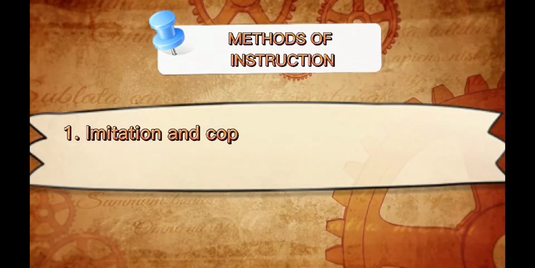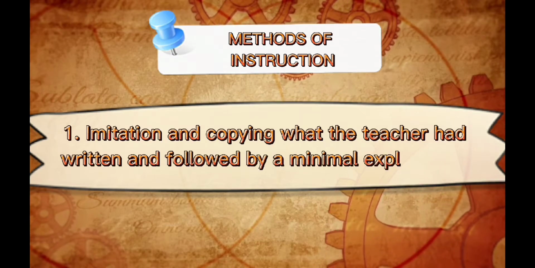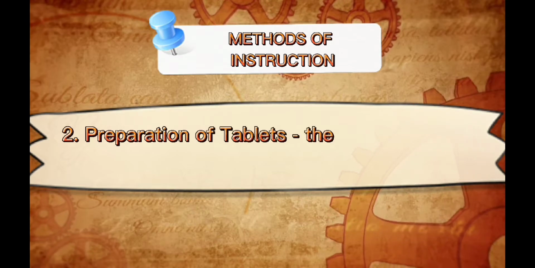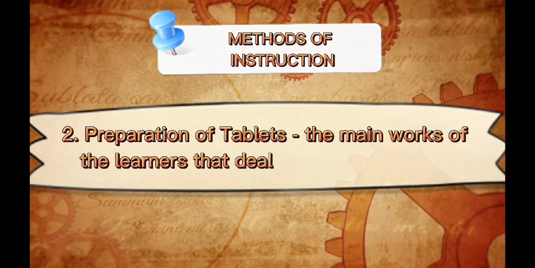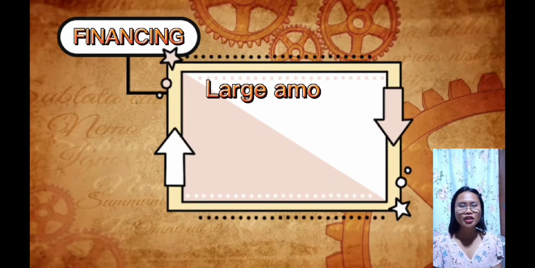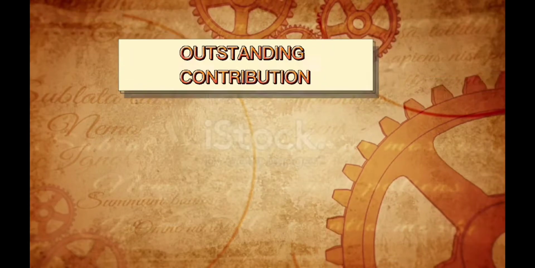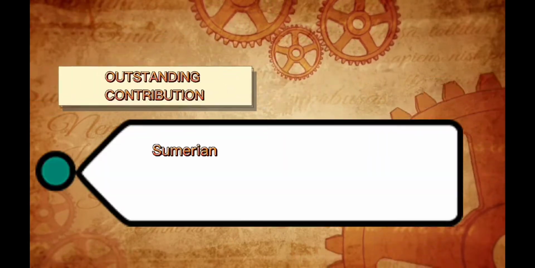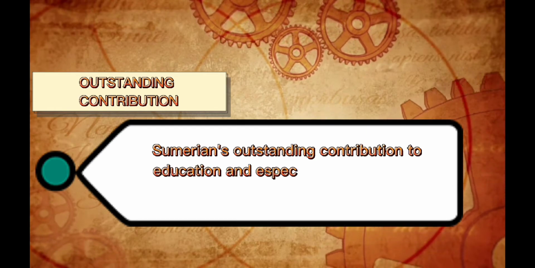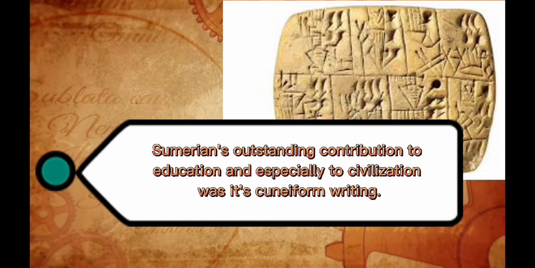Methods of instruction. First, imitation and copying what the teacher had written and followed by a minimal explanation. Number 2, preparation of tablets, the main works of the learners that dealt with their lessons. For financing, a large amount had to be spent for higher education. Outstanding contribution. Sumerians' outstanding contribution to education and especially to civilization was its cuneiform writing.